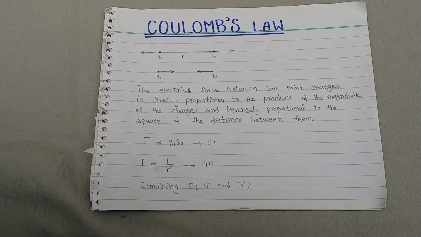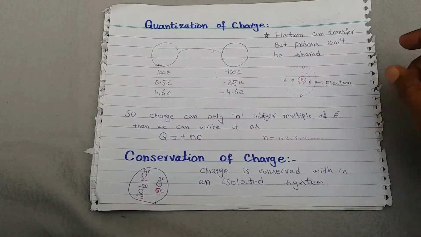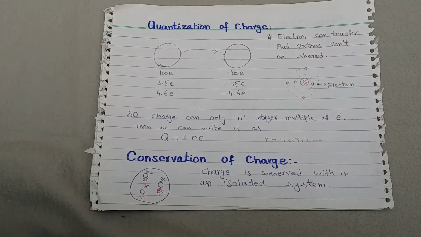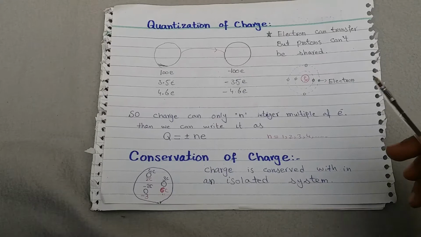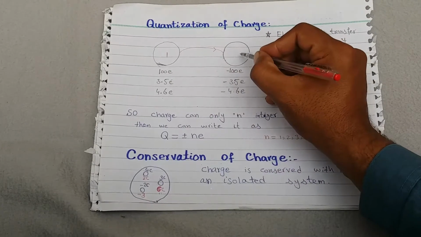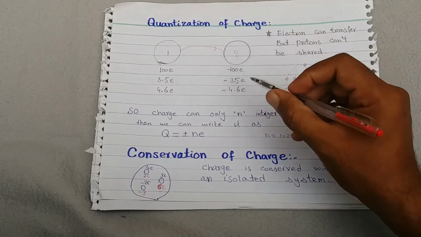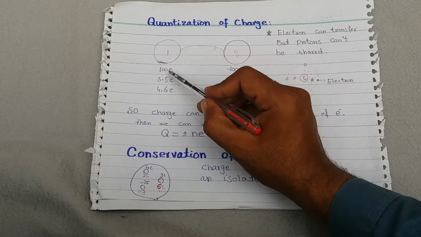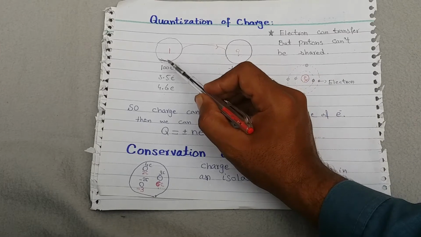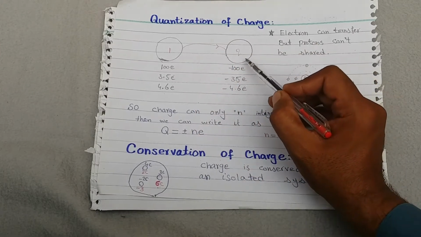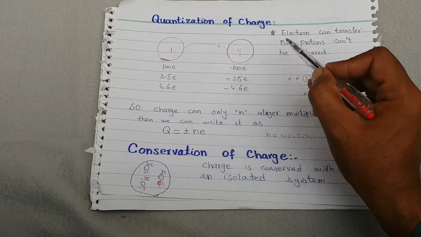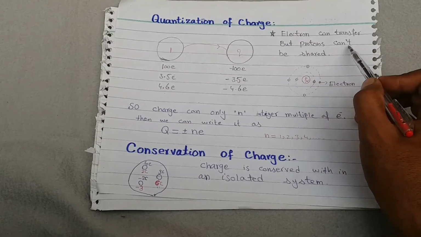After this we have another property of the charge, which is quantization of charge. What is actually quantization of charge? If I have two atoms, atom number 1 and atom number 2, and I take 100 electrons from atom number 1 to atom number 2, then atom 1 takes positive 100 electron charge and atom 2 takes negative 100 electron charge. Basically, electrons can be transferred but protons cannot be transferred.